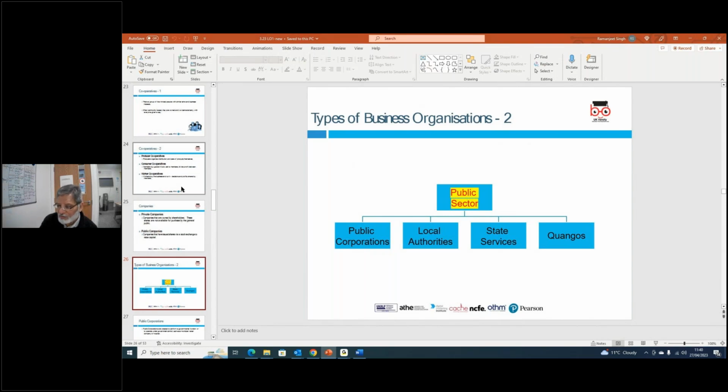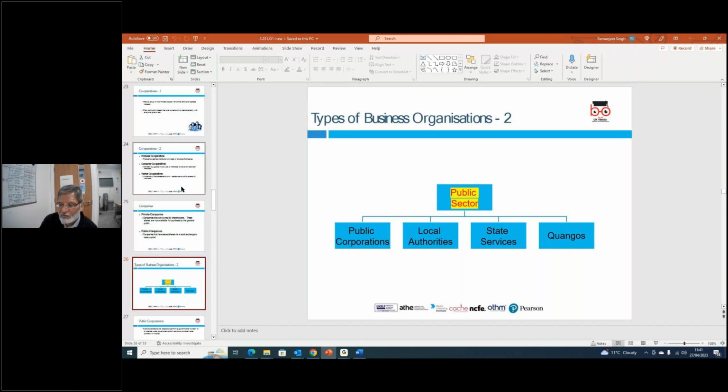Would charitable ones come into the public sector? Because charitable organizations are different. They are not public organizations. They're not public sector, right? They are still other organizations. So we're looking at the public sector.